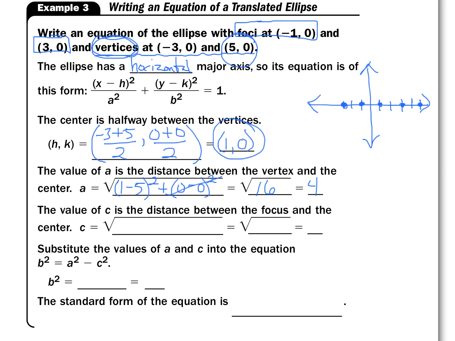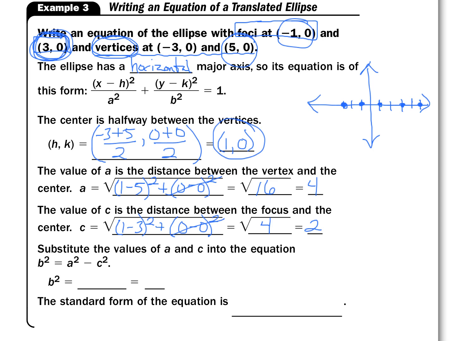The value of c is the distance between the focus and the center. So this time I'm going to use either negative 1 comma 0 or 3 comma 0 and do the same thing. I'll use 3 comma 0 just because there are fewer negatives to deal with. So this time it's 1 minus 3 squared plus 0 minus 0 squared. Again, zeros cancel out. 1 minus 3 is negative 2. Negative 2 squared is 4, and the square root of 4 is 2, which means we have a distance from the center of 2.